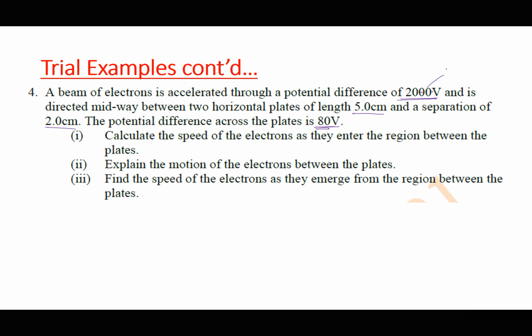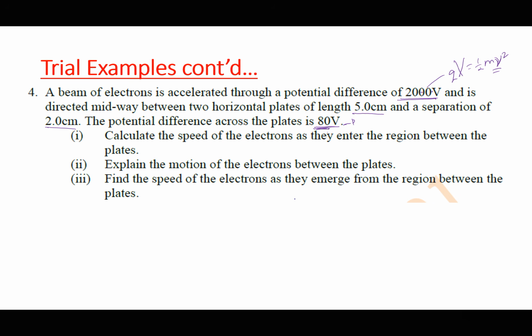This one will give you the initial velocity before it enters the field. And note that the work done is going to be the charge times V, which is equal to a half m v squared. This one will give you the initial velocity V before it enters the field. And this one here will give you the electric field strength. That is because they said calculate the speed of the electrons as they enter. So you are using this to find V. Explain the motion of the electrons between the plates. Of course, we say they follow a parabolic path.